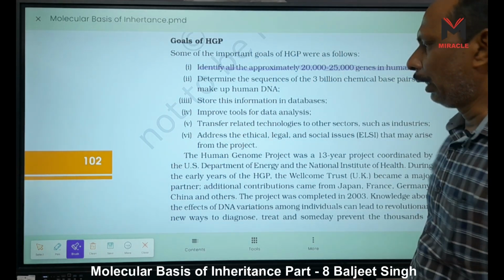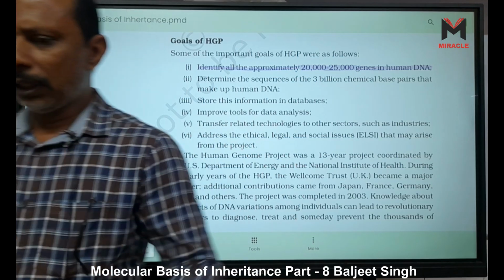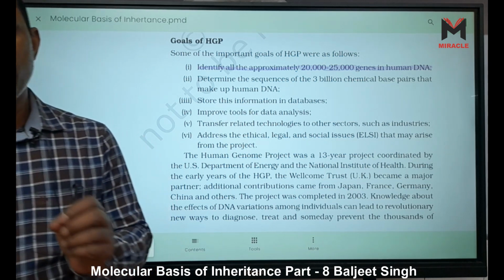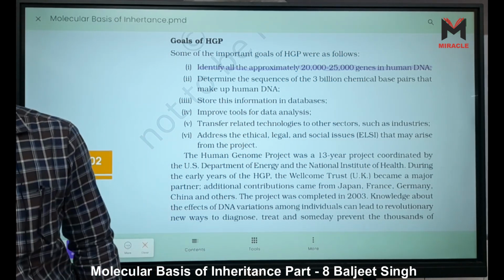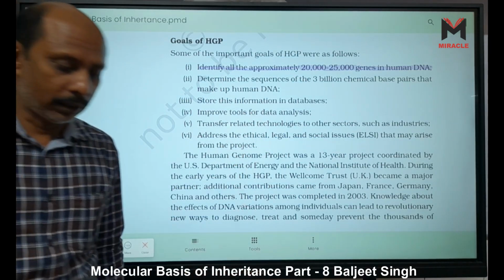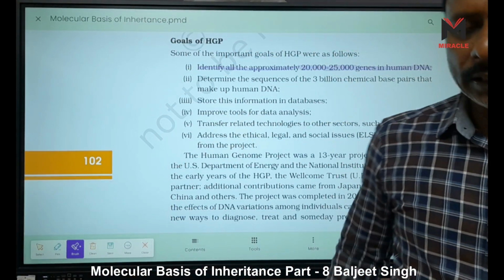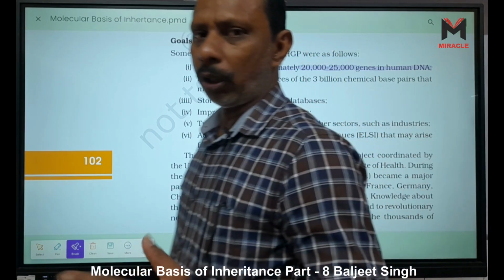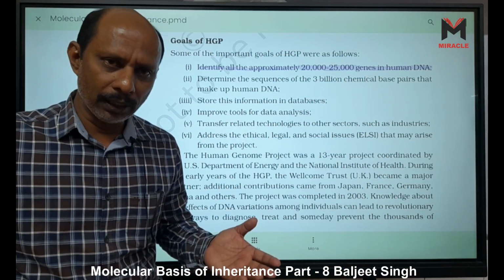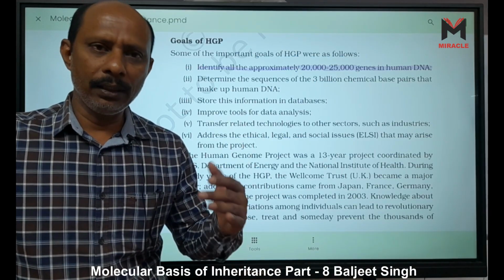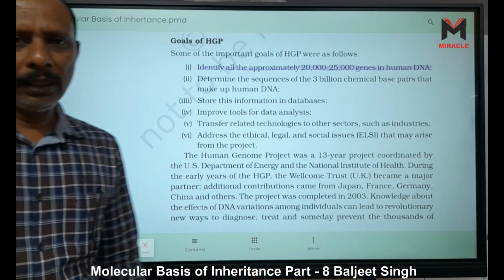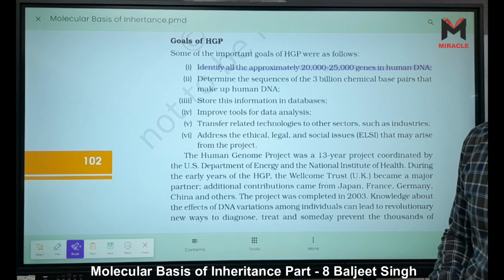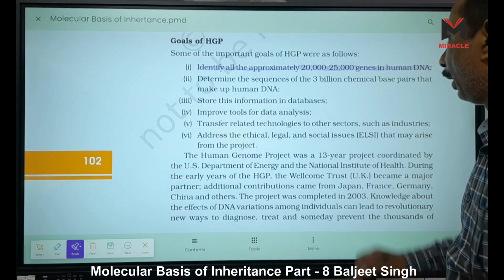At that time, we had no idea how many genes there were. When I read in 1992-93, I read that 1,20,000 genes are available in the human body. But after the Human Genome Project, a 13-year project that was completed in 2006, we realized it is not 1,20,000, but only about 30,000 genes.